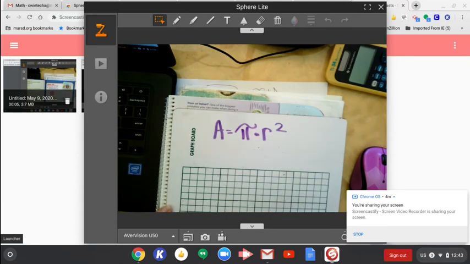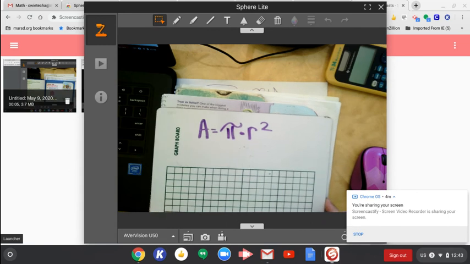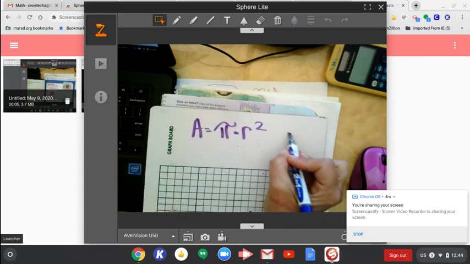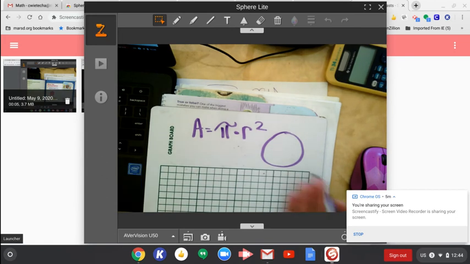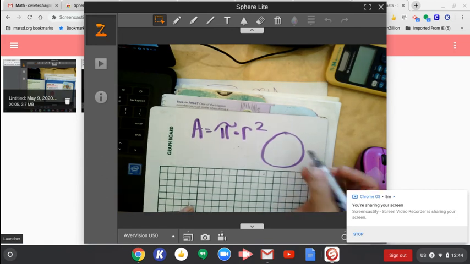Okay, I just talked to Miss Lambert. I know they're learning this actually right now in 7th grade. So this time last year, you were doing about the same thing. So we're going to take area and we're going to move into volume, whereas last year you just learned area.